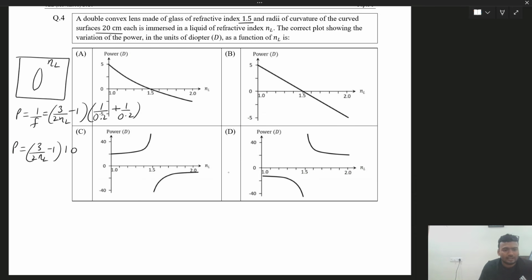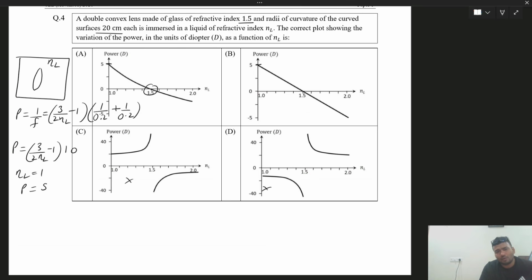Now you see, beta, what is the minimum eta L you can take? 1. So when it is equal to air, for eta L equals 1 the power will be (3 by 2 minus 1), that is 1 by 2 into 10, so that is 5. So this one is wrong, this one is wrong, and it is matching with 5, it is matching with 5. So you can have options A and B. But listen, it's not a linear function, right? So the second one cannot be the correct answer.